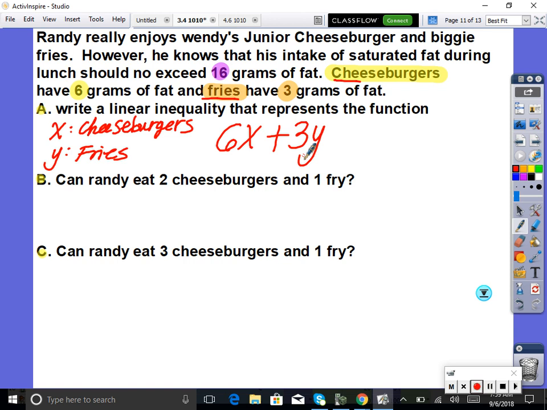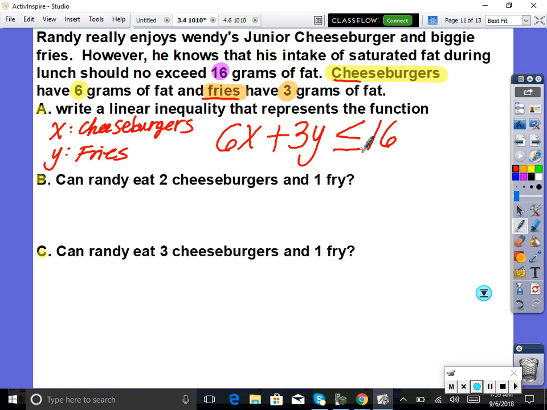And that needs to be less than how much fat? 16. Is it equal to? Should not exceed 16. So isn't 16 okay? So we put an equal to sign. Look how that would actually make sense in real life. Like if you wanted to know in real life, you would probably not set this up. You'd just think about it. You'd calculate it. Can I eat 2 cheeseburgers and 1 fry? Well, 6 and 2, that would be 12. Does everybody see? You do this exact thing.